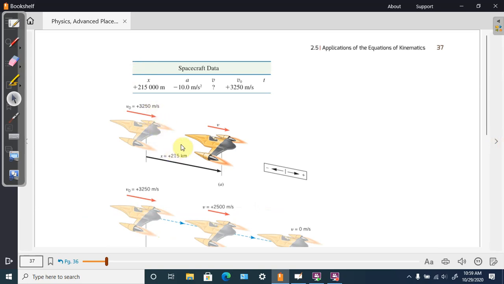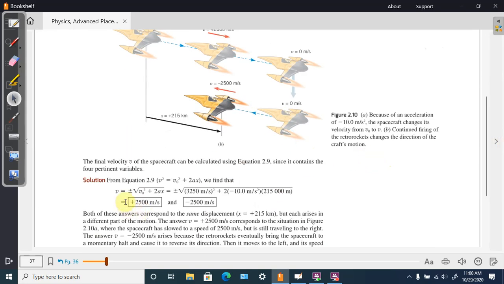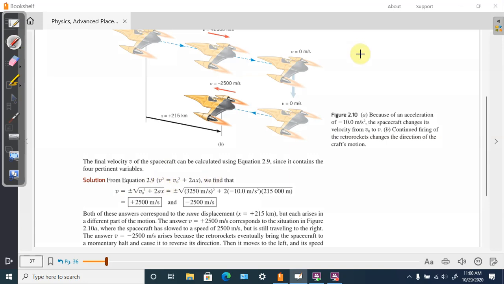So here's more or less what it's looking like. We have to use this formula that we just talked about: v squared equals v sub 0 squared plus 2ax. Well, we have v sub 0, got it. We have a and we've got x. Fantastic. So all we need to do is solve for v here.